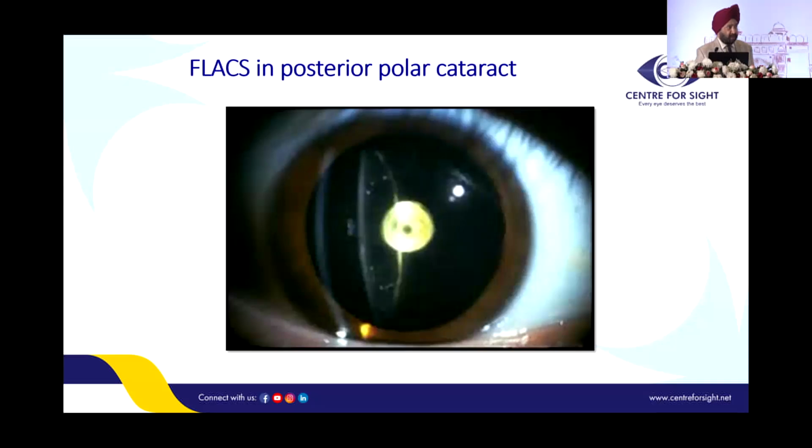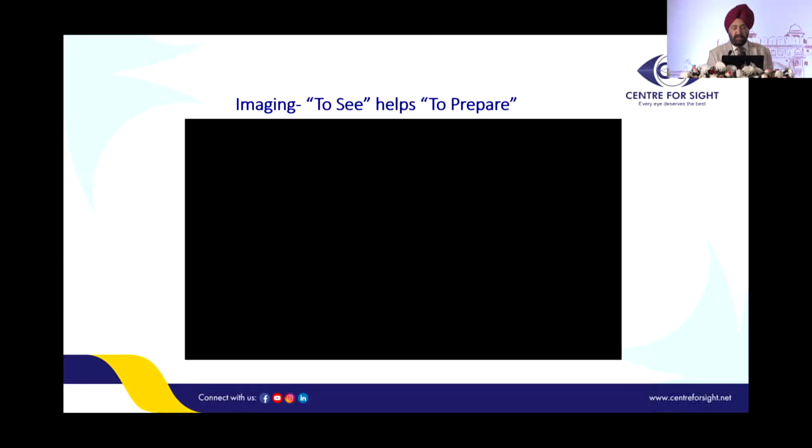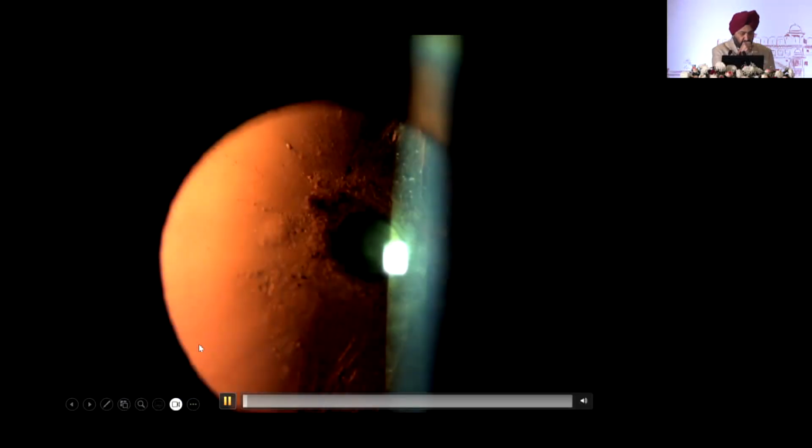wherein I ensure that if a person has a posterior polar cataract, I'll push that person into getting a femtolaser-assisted cataract surgery. This is what we published in the Journal of Cataract and Refractive Surgery: how you would use the femtolaser to find out whether in posterior polar cataract there is a pre-existing rent or not. And if there is a pre-existing rent, what all you can do with the aid of the imaging system in the femtolaser. Now, what is important is that the images help you see.